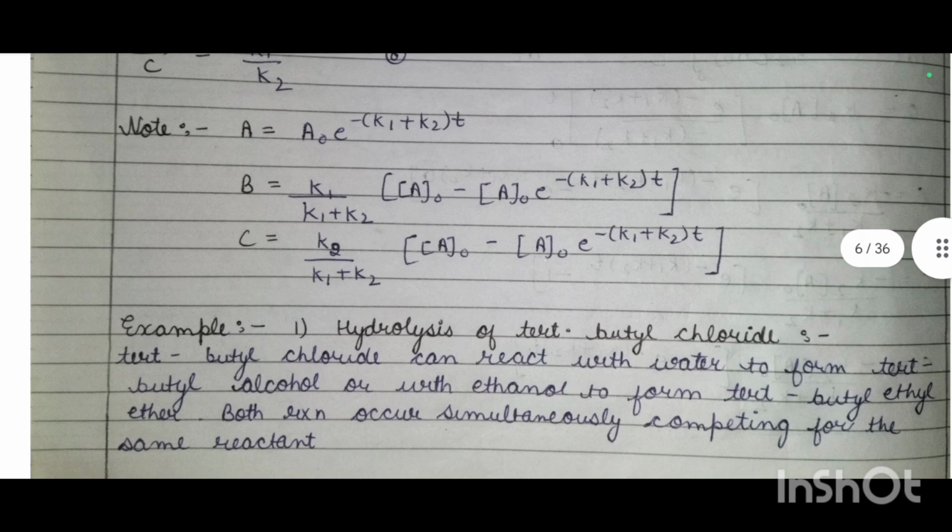Note: A is equal to A0 e^(-(K1+K2)t). B is equal to K1 divided by (K1+K2) times [A0 minus A0 e^(-(K1+K2)t)], and the concentration of C is equal to K2 divided by (K1+K2) times A0 minus A0 multiplied by e^(-(K1+K2)t).